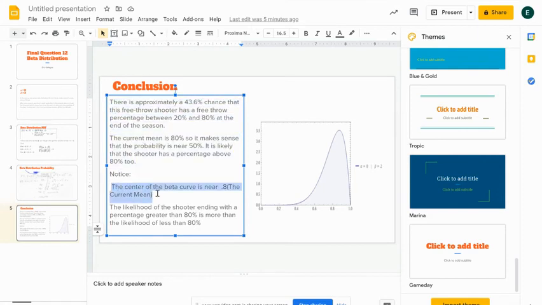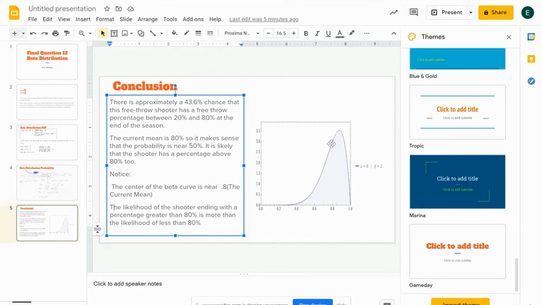Noticing this, the center of the beta curve is near 0.8 right here. It's near it. It's not the highest point. The center of it isn't exactly on it, but is pretty near this right here. And the likelihood of a shooter ending with a percentage greater than 80% is more than the likelihood of less than 80%.